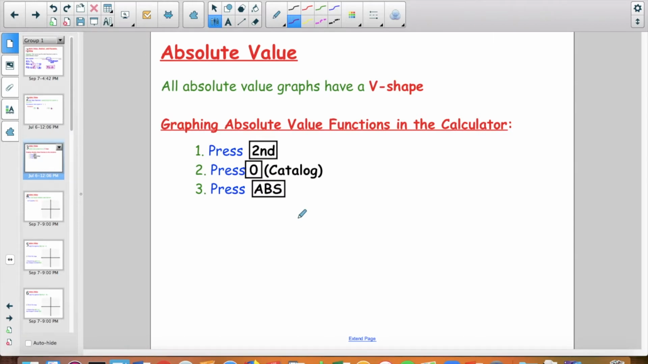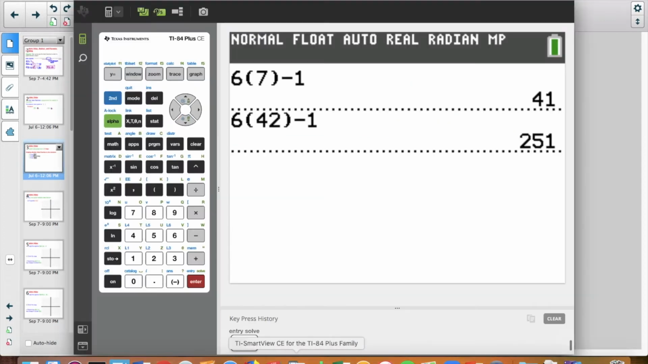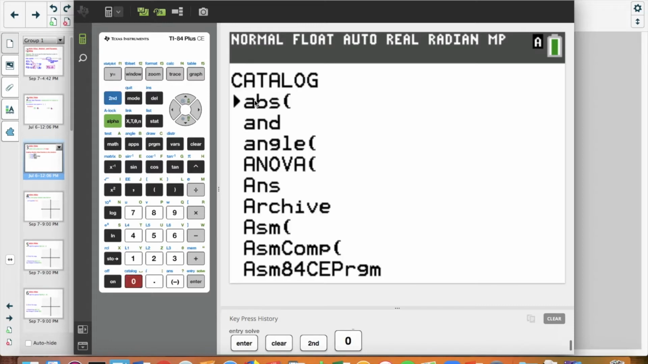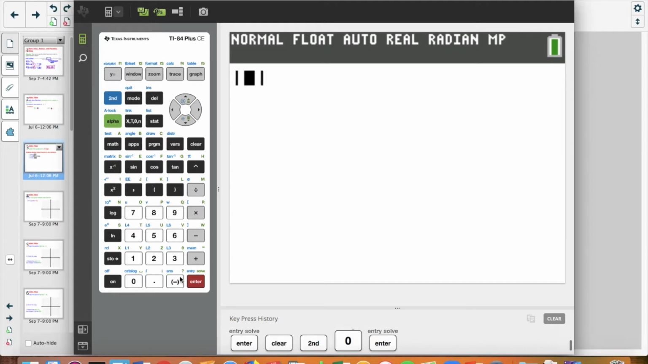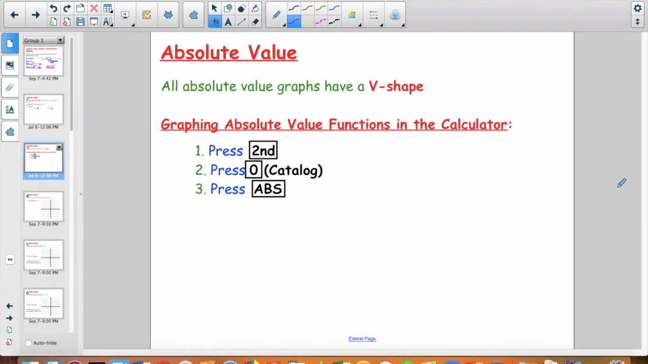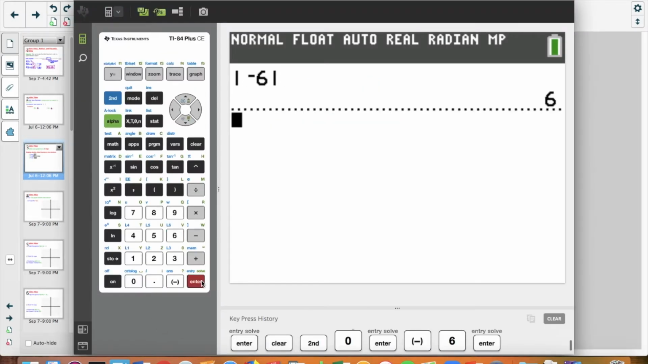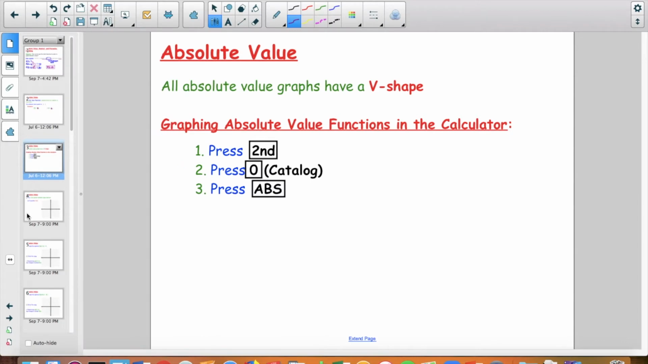Okay, so all absolute value graphs have a V shape. We are going to see what that means in a bit, but we do need to go on to how to find absolute value functions on the calculator. So to find it, there are a couple of different ways. This is the way I like the most. Press second. Press 0, which is catalog. The first one that comes up, ABS, that is your absolute value. So let's say going back here, we wanted to find the absolute value of negative 6. So if we were to type negative 6 in there, it would give us 6.